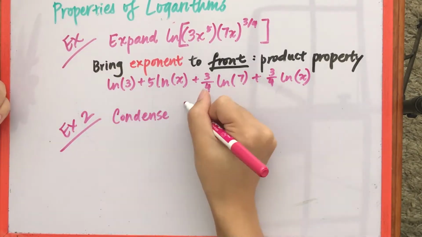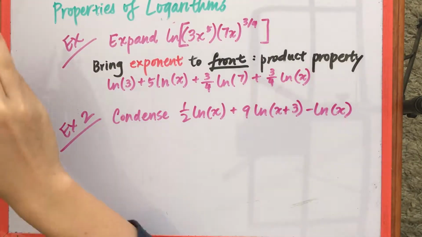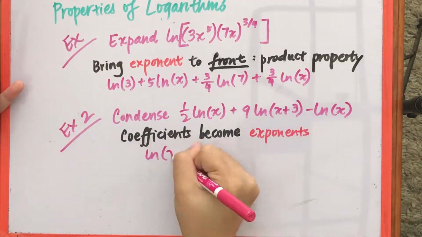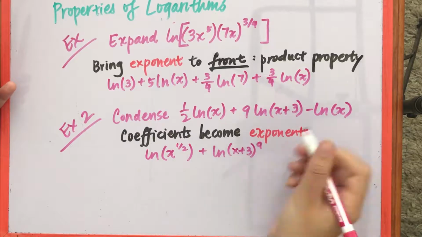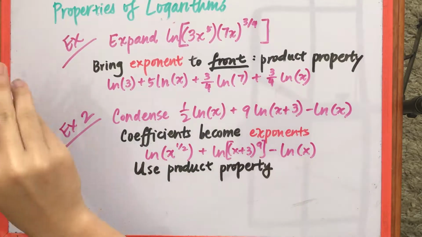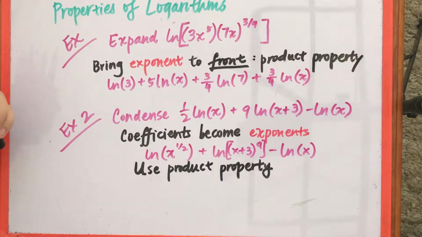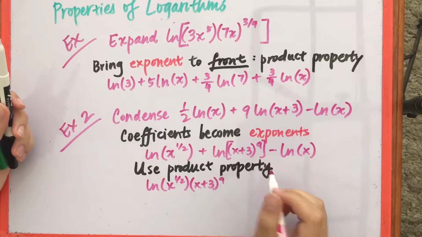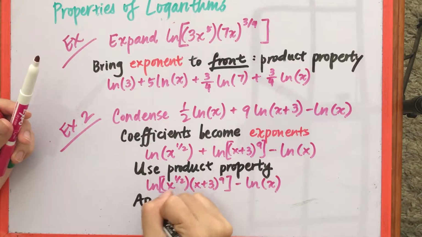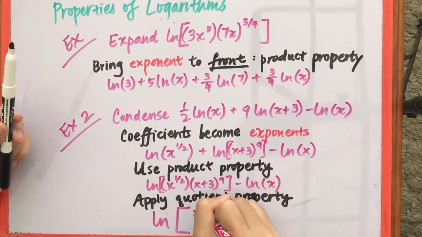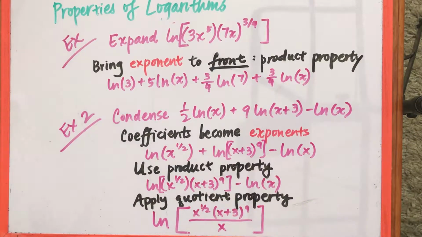Another example is if we have a problem, condense 1/2 times natural log x plus 9 times natural log quantity x plus 3 minus natural log x. The coefficients would become the exponents, so it would become this. Natural log x to the 1/2 plus natural log quantity x plus 3 to the 9 minus natural log x. You would use product property to make it natural log x to the 1/2 times quantity x plus 3 to the 9 minus natural log x. Next you would apply quotient property. So the complete answer would be natural log quantity x to the 1/2 times the quantity x plus 3 to the 9 all over x.